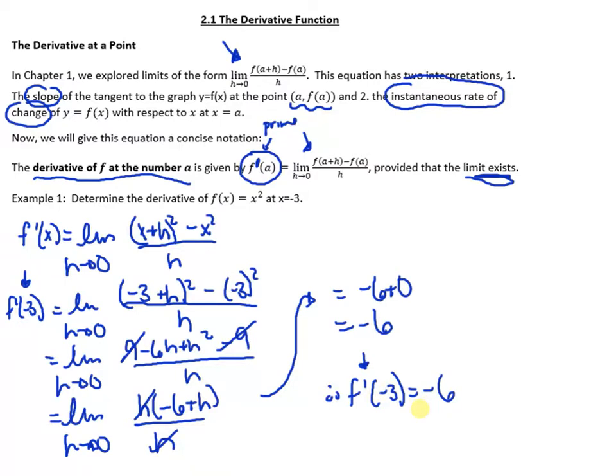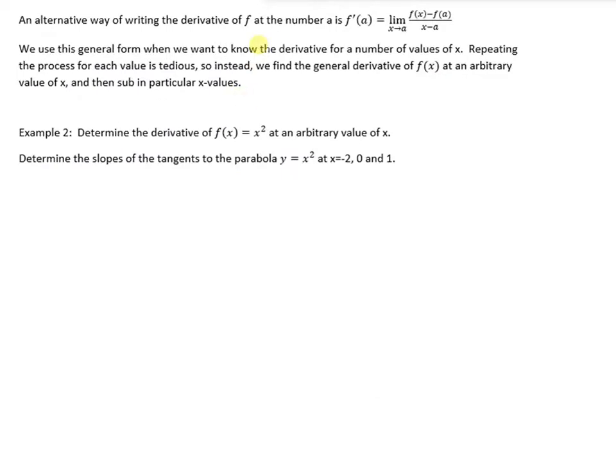Now we're going to take a look at how to do this for more than one input. So just a general form. An alternative way of writing the derivative of f at the number a is f prime at a equals, and then here it is. The limit as x approaches a of f at x minus f at a all over x minus a. And we're going to use this general form when we're repeating the process because it becomes a little bit tedious.